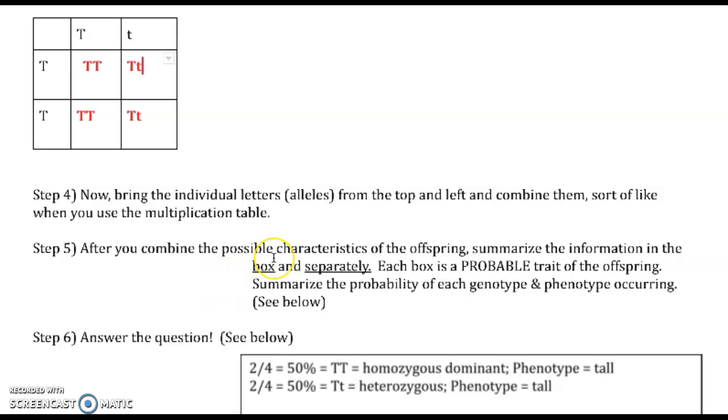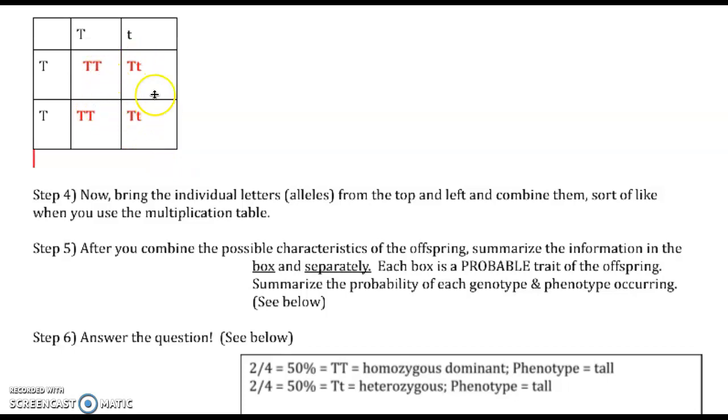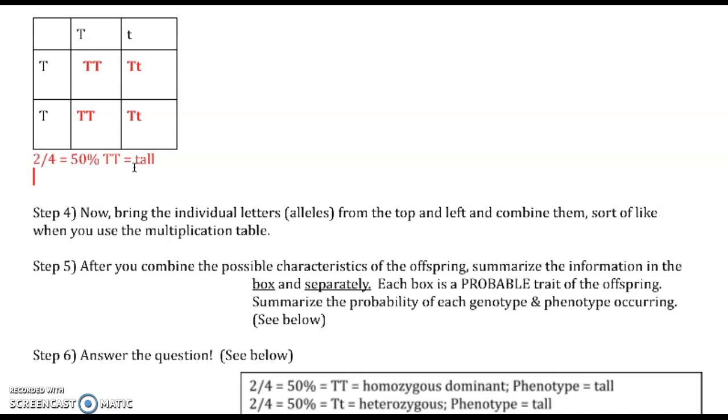Step 5 is you're going to count. So for example, I'm going to put it down here. I'm going to choose red as my color. So look, here is a 4 square. So I see two that are capital T. So 2 of the 4, which is equal to 50%, is going to have this combination, this genotype. And we know that capital T is going to express tall. Okay, then we see that there's 2 out of 4, which is also 50%, that is going to again represent tall, because the capital T blocks the expression of the little t, okay?